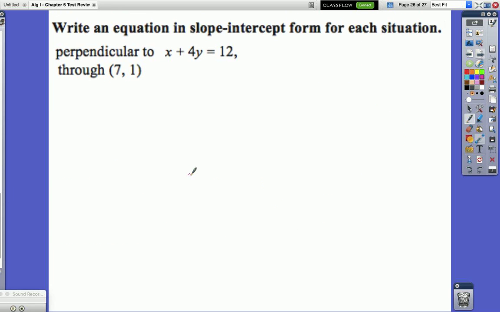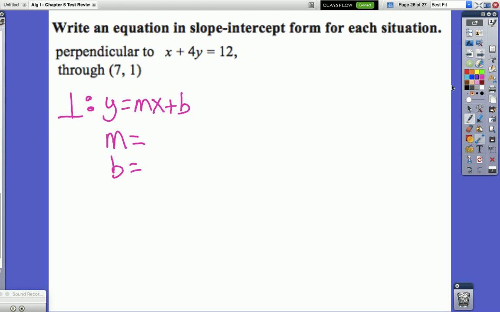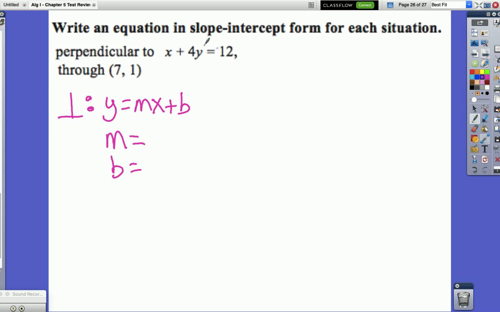Okay, one more with perpendicular lines. Same thing. We're writing an equation of a perpendicular line, y equals mx plus b, m equals and b equals. Now for this one, we know perpendicular lines have opposite reciprocal slopes. So we look at the given line, and we do not know the slope.